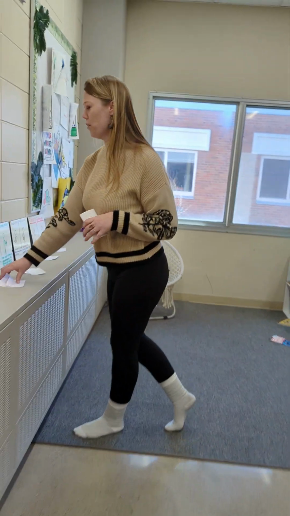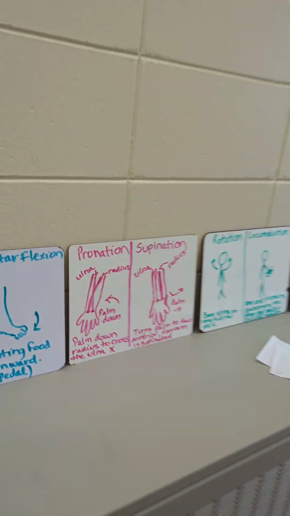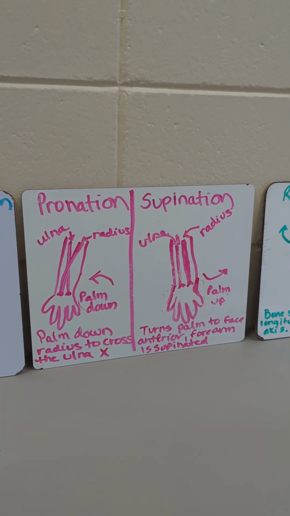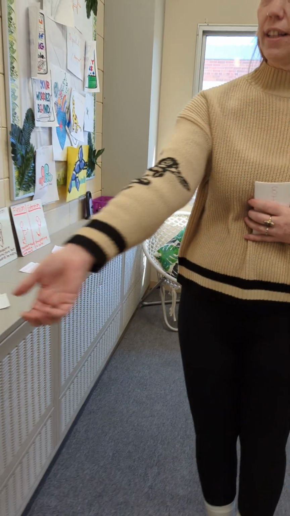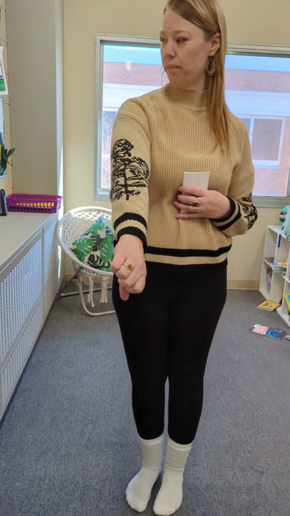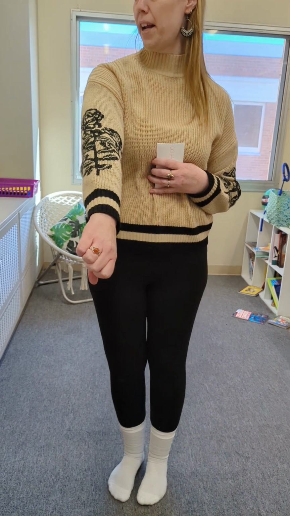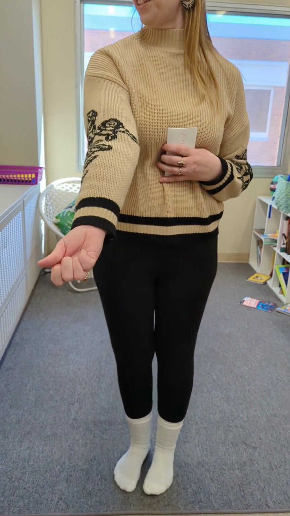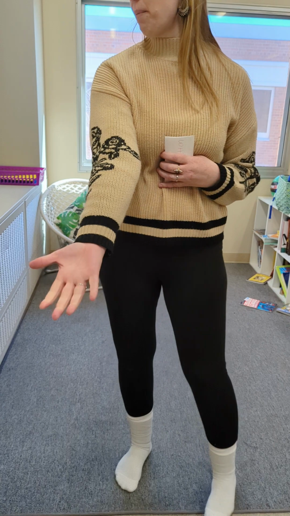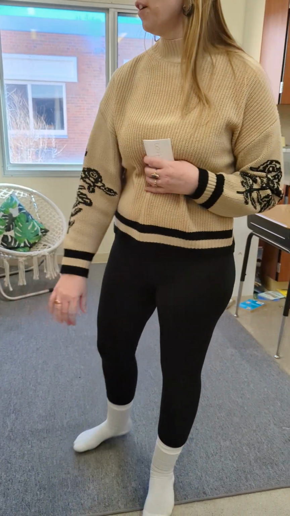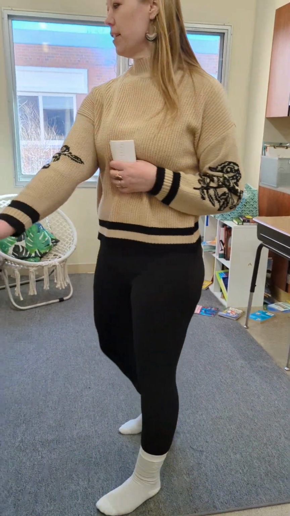Next is pronation. This is palm down, radius crosses the ulna, so that's this movement. And then the supination is turning it back the other way. Palm facing anterior, forearm is supinated.